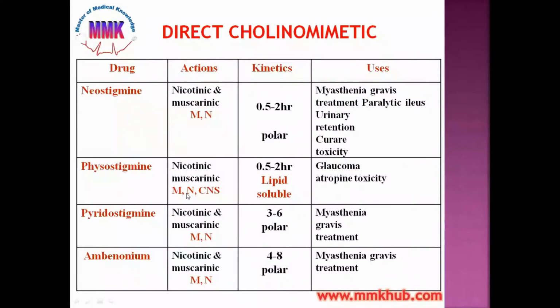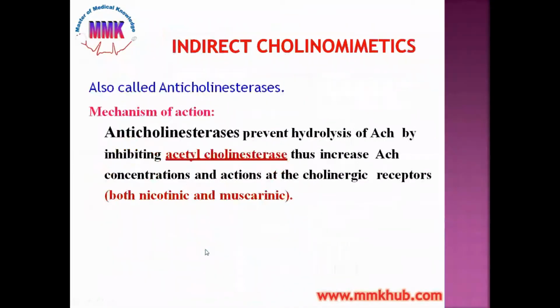Physostigmine is nicotinic and muscarinic, as well as having action in the CNS. It is lipid soluble, that's why it works in the CNS. So it's used for glaucoma and atropine toxicity. Its duration of action is half an hour to 2 hours. Pyridostigmine is nicotinic and muscarinic. Its duration of action is 3 to 6 hours. It's polar. It's used in myasthenia gravis treatment. And ambenonium is nicotinic and muscarinic, with a duration of action of 4 to 8 hours, and it's polar, so you also use it in myasthenia gravis. So you can see that all of these drugs are used specifically in myasthenia gravis.